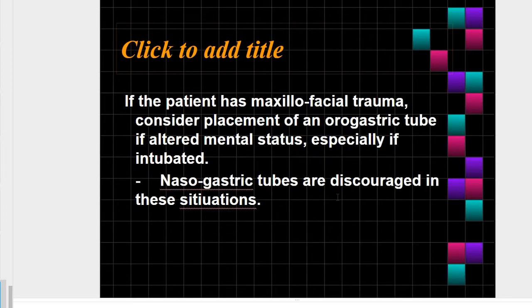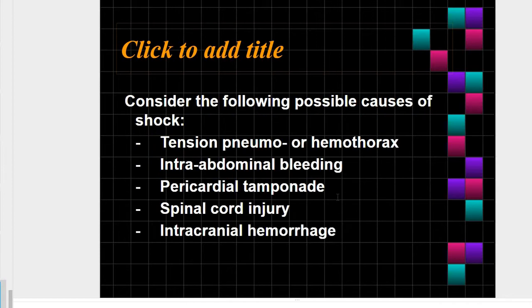If the patient has maxillofacial trauma, especially if you have to intubate them, consider placement of an orogastric tube and stay away from nasogastric tubes, per the current recommendations. Consider the following possible causes of shock in the trauma patient: tension pneumothorax or tension hemothorax, intra-abdominal bleeding, pericardial tamponade, spinal cord injury, intracranial hemorrhage. Keep an eye on these kids. Watch them, assess them frequently, assess them thoroughly.